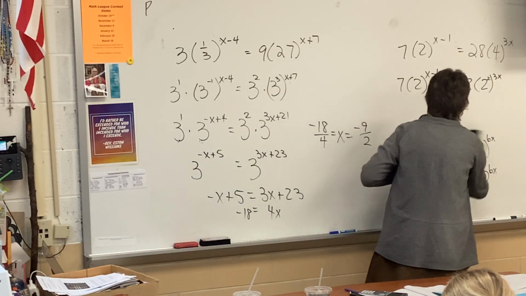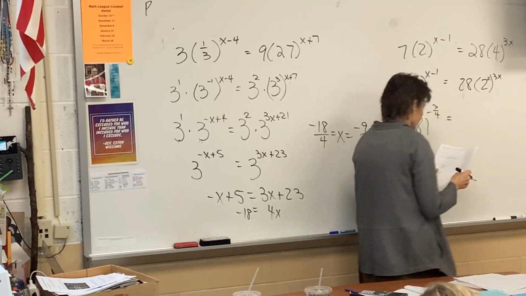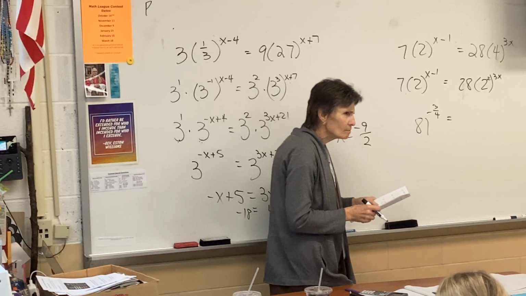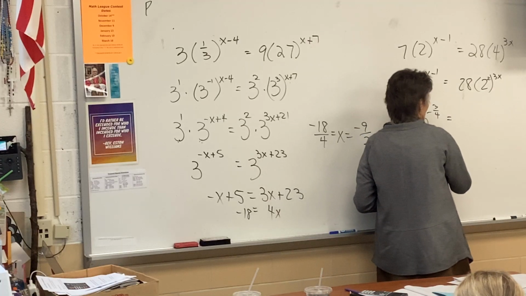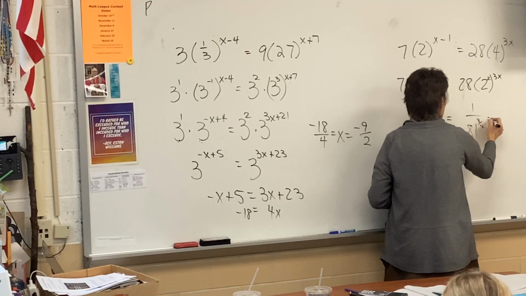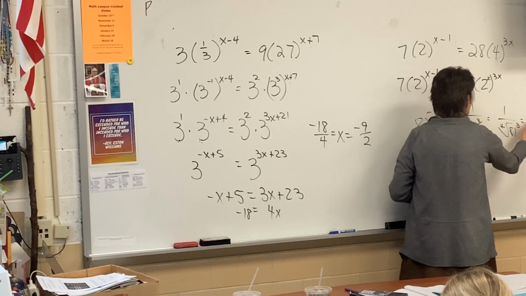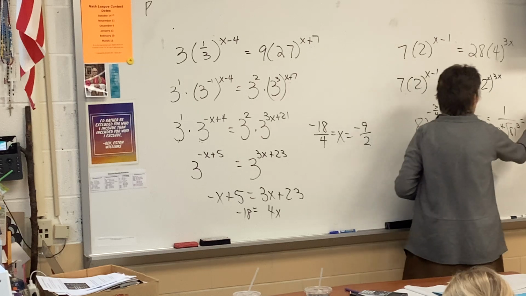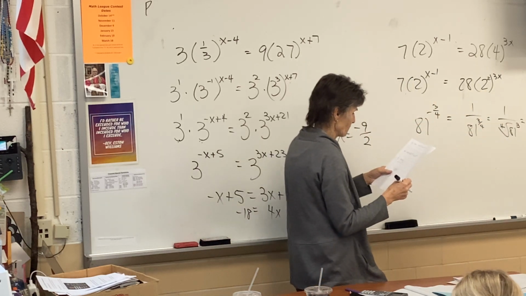24, simplify. 81 to the negative 3/4. Easy, no calculator. What do I do? 1 over 81 to the 3/4, which is 1 over the 4th root of 81 cubed. What's the 4th root of 81? 3 cubed, 27, 1 over 27. You should be able to do those with your eyes closed.